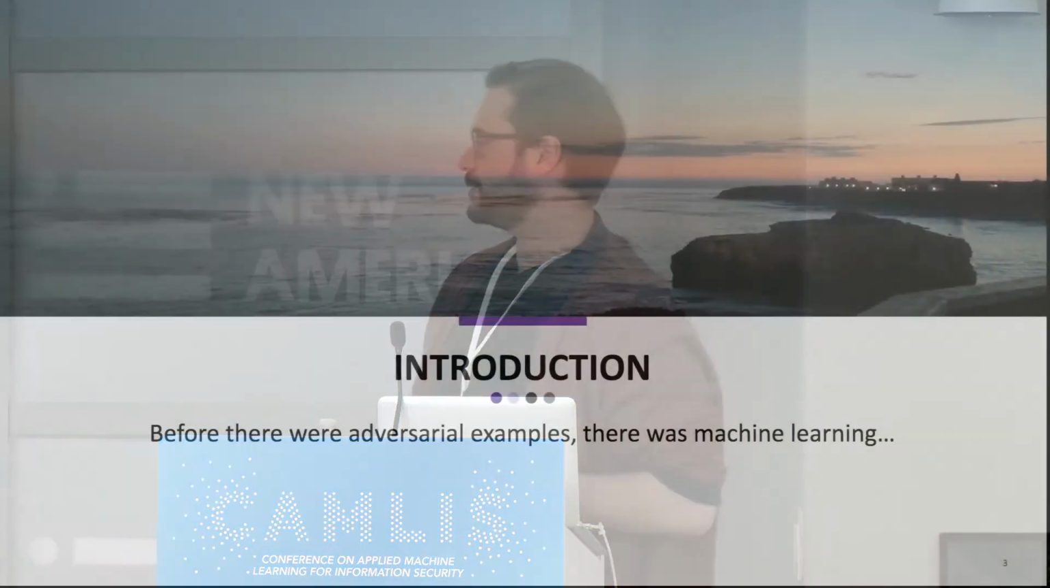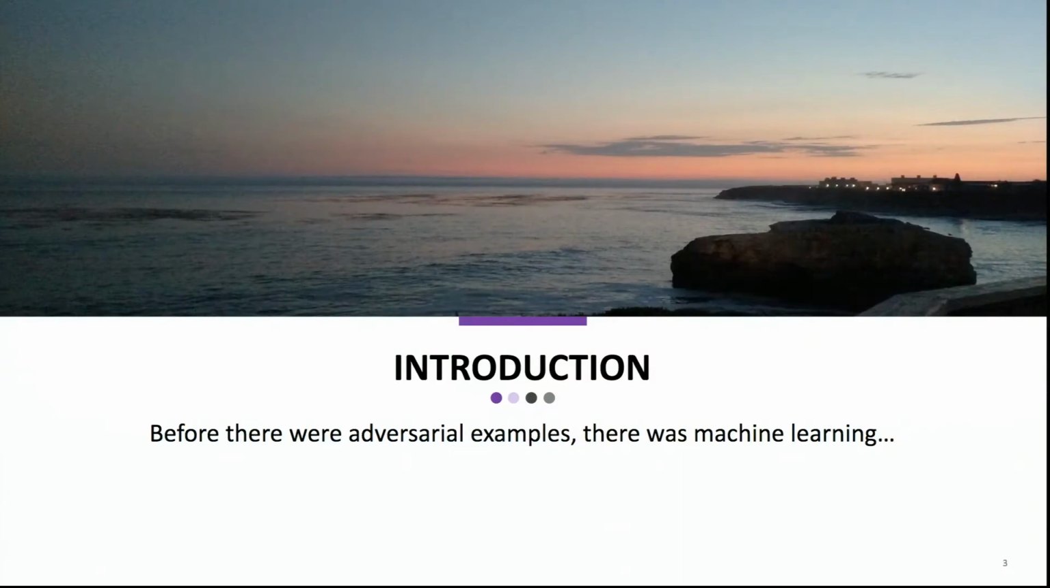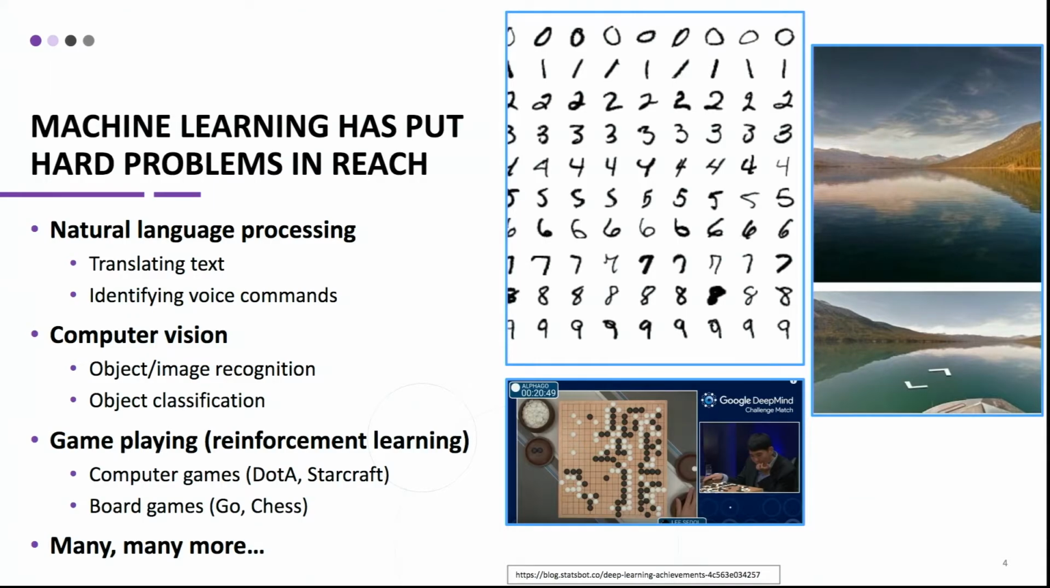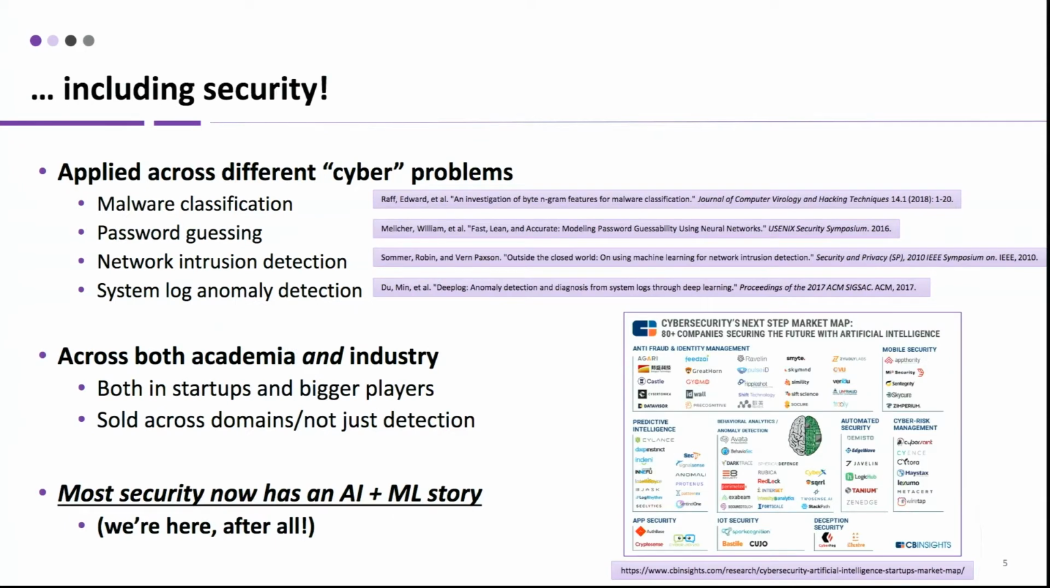So before there were adversarial examples, there was machine learning, and I apologize, I'm starting from the beginning, but machine learning is amazing. So many hard problems are now within reach because of machine learning, and that of course includes security. There are tons of papers, tons of companies, tons of stuff in security that has a machine learning story nowadays, or an AI story, whichever you want to call it. We're all here after all. So I think this goes without saying.